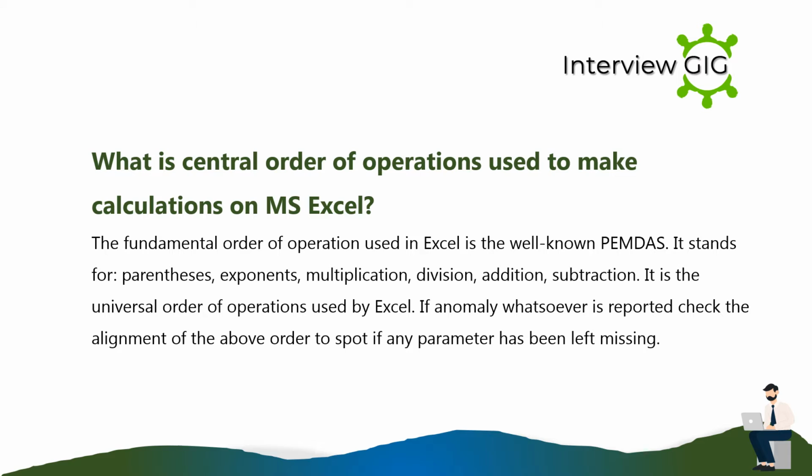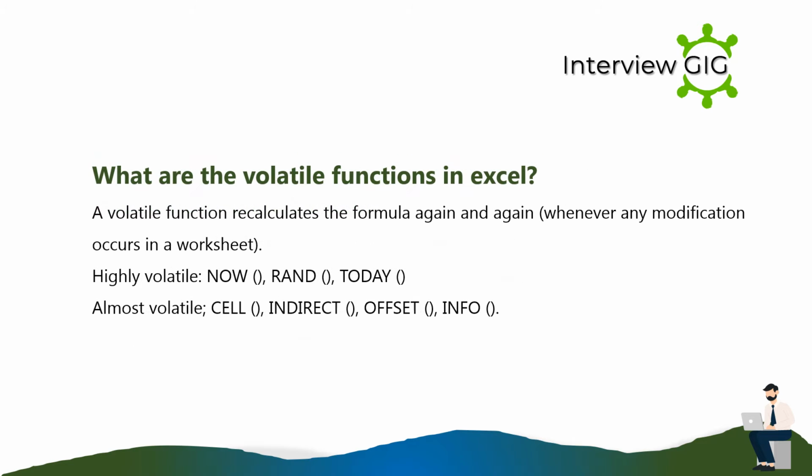What is the central order of operations used to make calculations on MS Excel? The fundamental order of operation used in Excel is the well-known PEMDAS. It stands for parentheses, exponents, multiplication, division, addition, subtraction. It is the universal order of operations used by Excel. If any anomaly whatsoever is reported, check the alignment of the above order to spot if any parameter has been left missing.